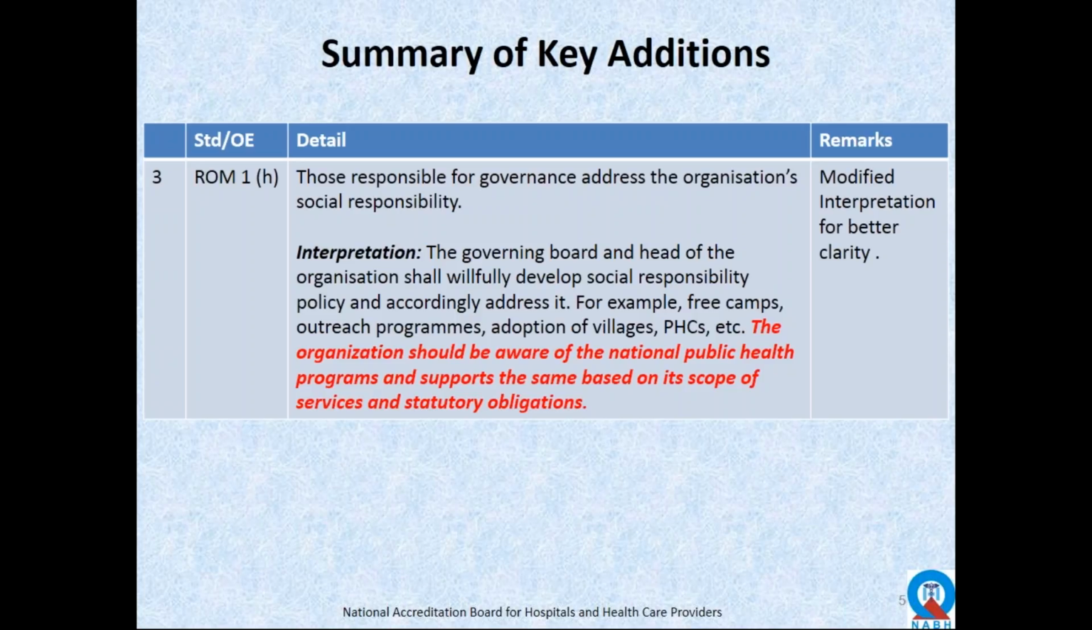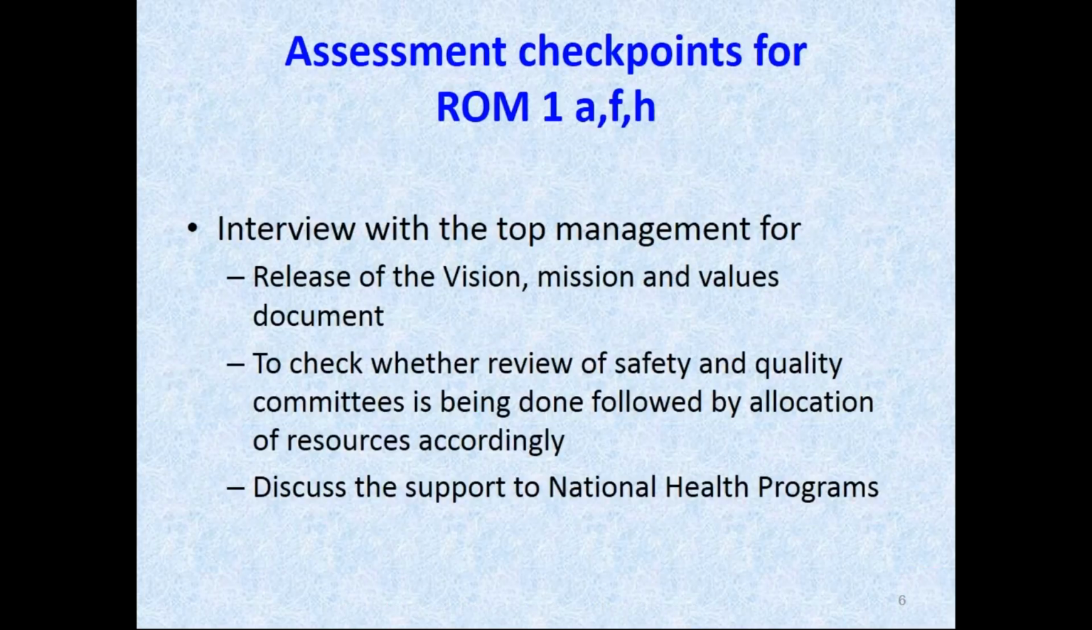The assessment checkpoints for these 3 elements, ROM 1A, F, and H, have been taken together, in which we can have interviews with the top management to see the release of the vision, mission, and values document, to check whether the review of safety and quality committees is being done, and this should be followed by allocation of resources and funds accordingly, and to discuss with them the support to national health programs and evidences related to those.